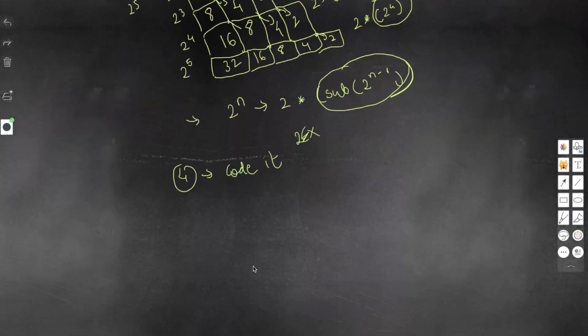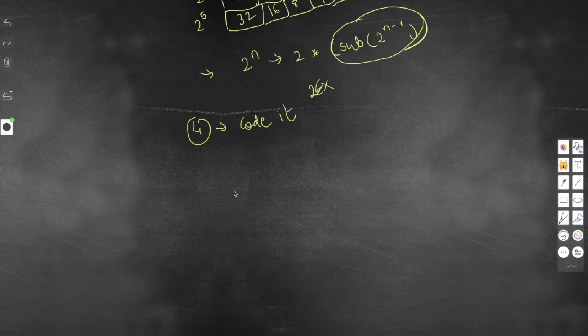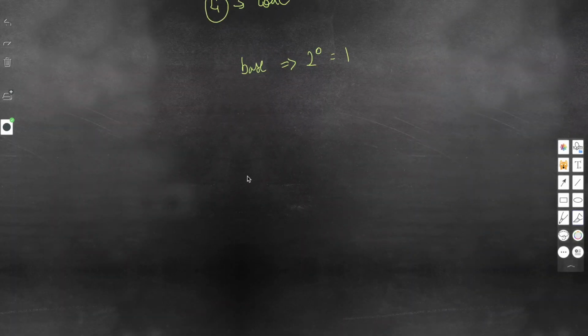Okay, so how can you code it? So I have a base case that is defined as: 2 to the power 0 is 1. So if power is 0, I need to return 1, that is 2 to the power 0 equal to 1. So let's code it first. Base case, if power, I make a variable p. If p is equal to 0, then I need to return 1.